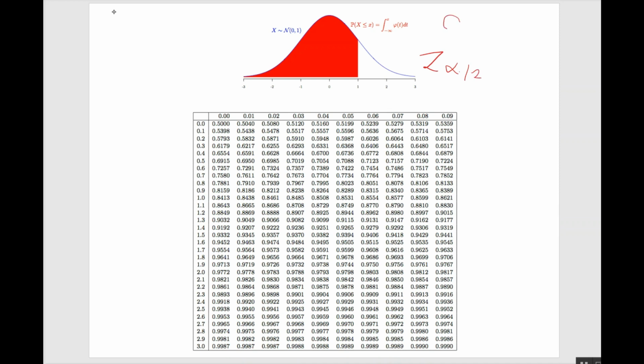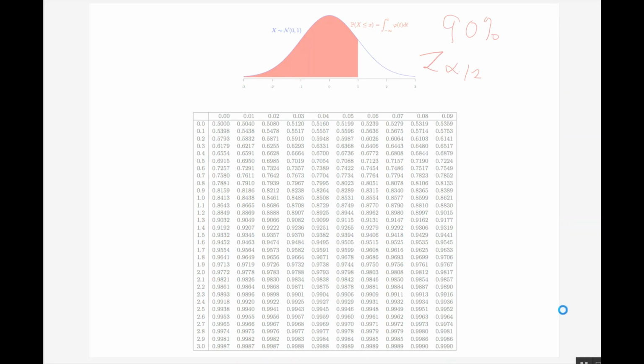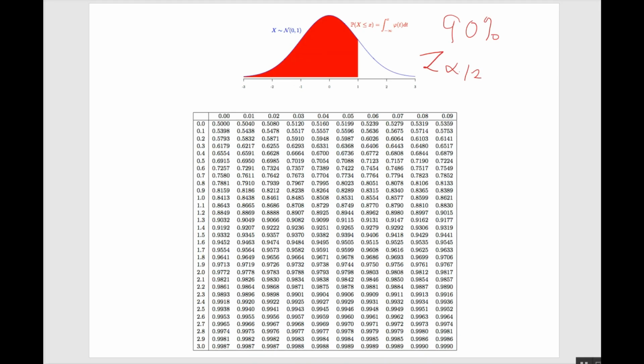You know that it's given that the confidence level is 90%, which means your alpha is basically, you get it by 1 minus alpha. When you get this 1 minus alpha, you get 0.90 here. So alpha is basically 0.10. So z 0.10 divided by 2 is actually z 0.05 here. So how do we find that it is actually 1.645?